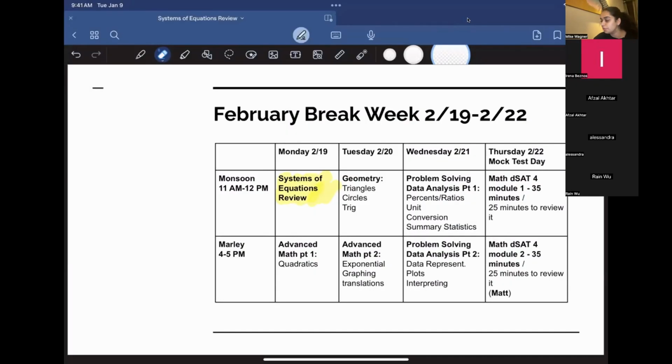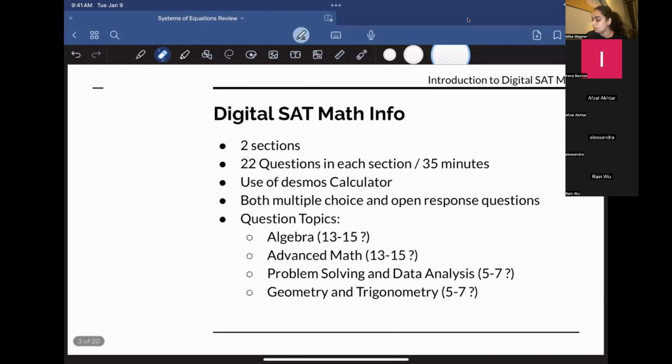Okay, so today we're going to be reviewing this. Marley is going to be teaching today at 4 p.m. on quadratics. And so we already know that the SAT has two sections, 35 minutes, 22 questions in each section. You can use the Desmos calculator. Today's algebra is honestly almost a third of the exam, so it's a good idea you decided to join today.